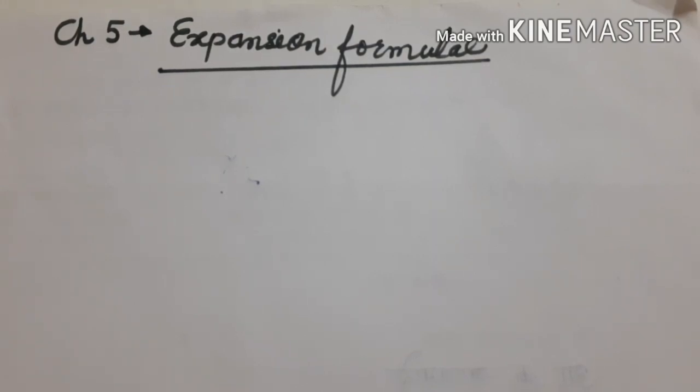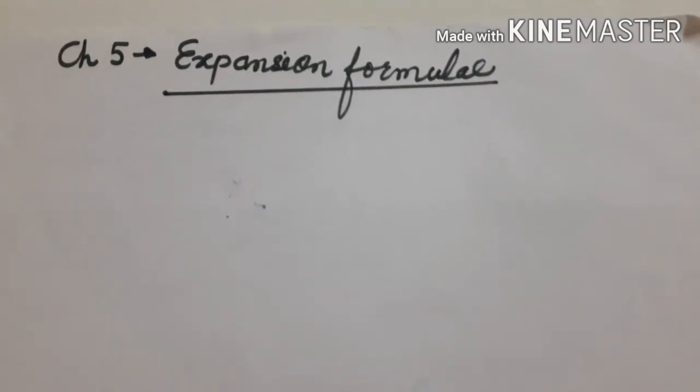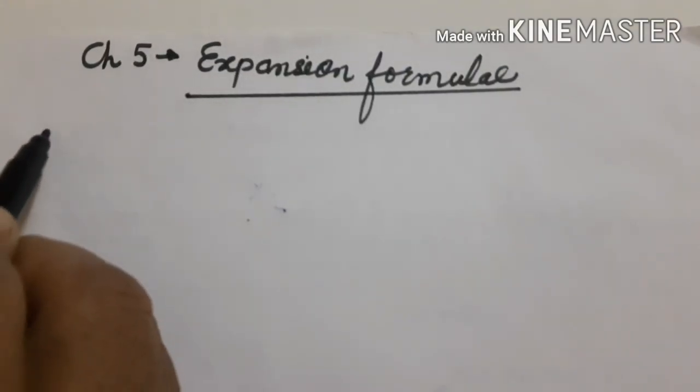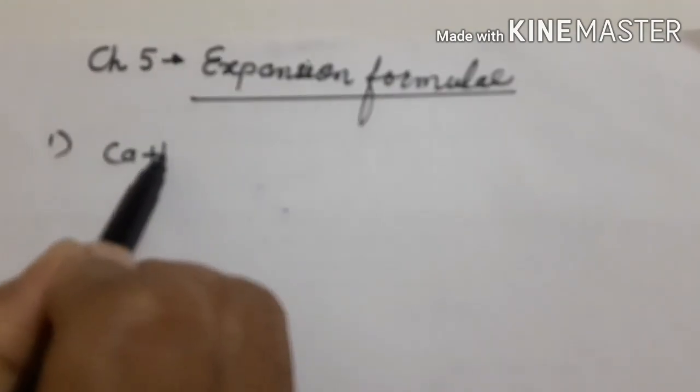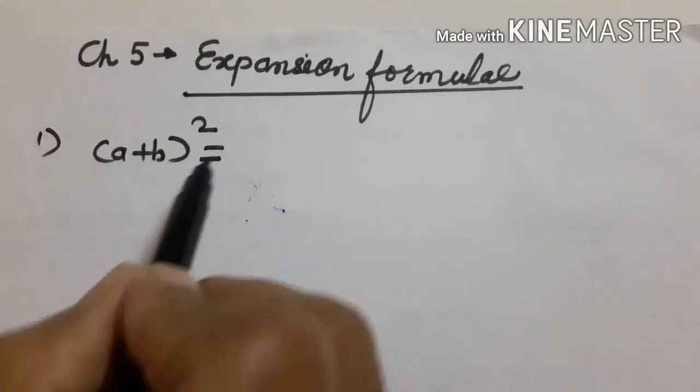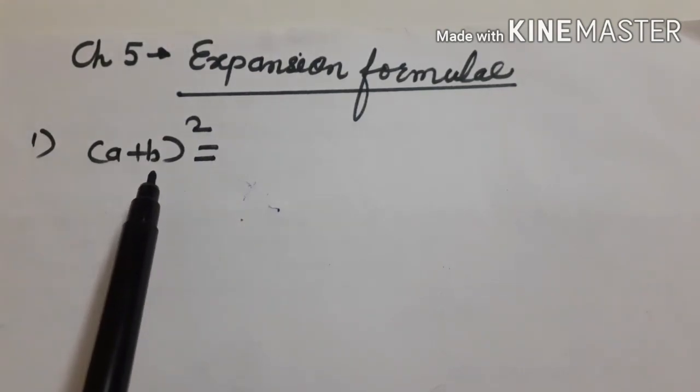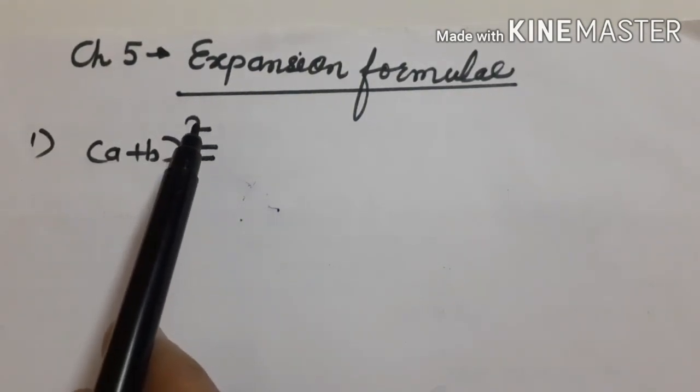Today we have started the new chapter number 5, expansion formula, of standard 8. In this chapter, we discuss some formulae and some expansions of given terms. Last year you have seen this expansion: a plus b bracket square. A is the first term and B is the second term.